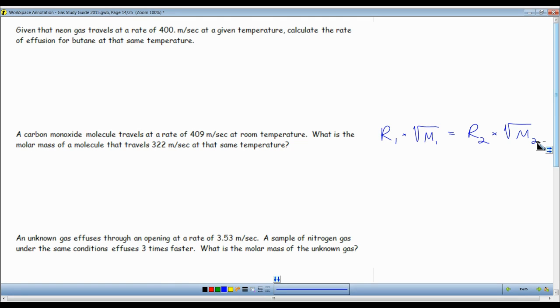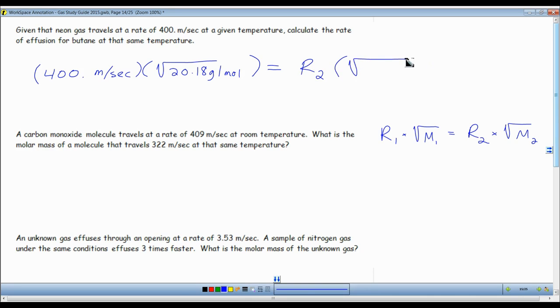Okay, so R1 is going to be the rate of effusion for the neon, which is 400 meters per second, times square root of its mass. It comes off the periodic table. So you just look up neon with a reasonable amount of sig figs, maybe like 2 decimal spots: 20.18. You could say grams, it's molar mass, so it is grams per mole. Equals R2. Calculate the rate of effusion for butane. So that's what I'm looking for. R2 times square root of M2.